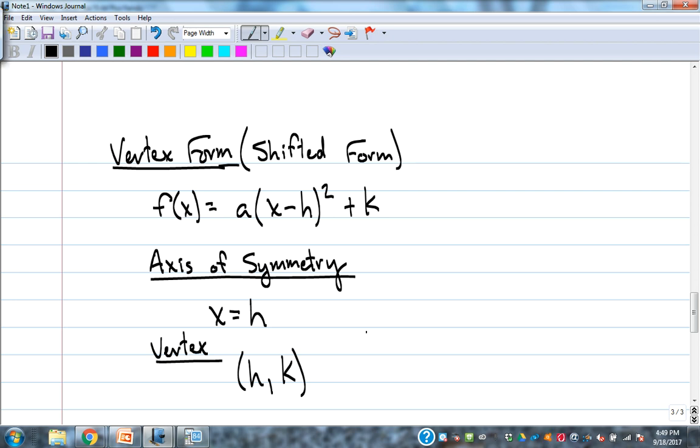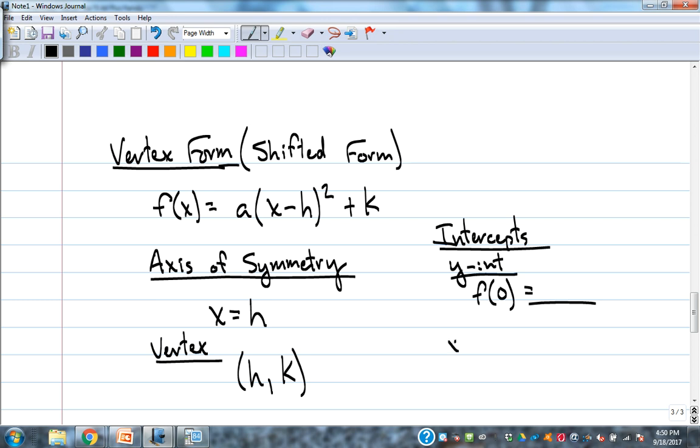Maximum or minimum on that is still dependent on a. Don't lose that idea. Intercepts. How do you find the y-intercept? It's not as easy on this one. When it's in standard form, it was always just c. With this, it's not that easy. You've got to do some work. You're going to find f of 0 and work it out. You just plug in 0 for x and work it out. That's how you find the y-intercept.